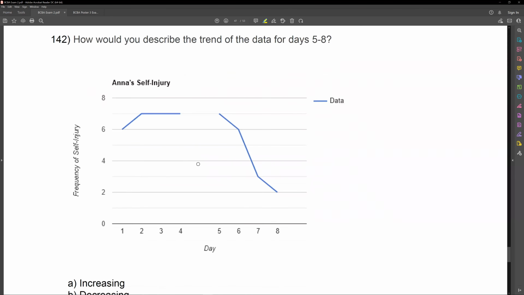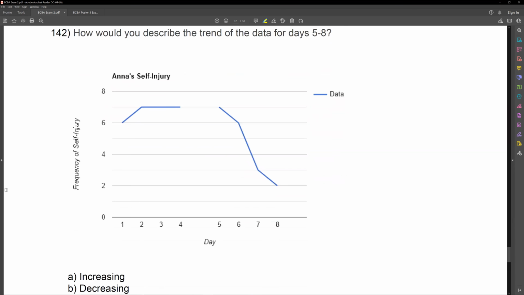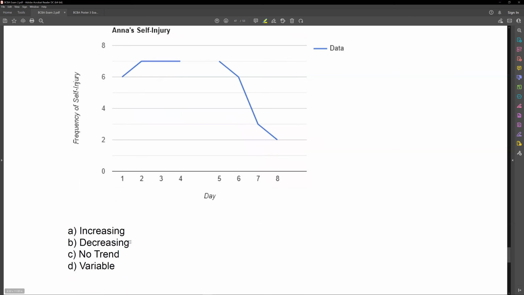142, how would you describe the trend of the data for days 5 through 8? This is a very simple question, okay? Easy graphing question, just a trend question. Trend can be accelerating or increasing, decelerating or decreasing, or it can be no trend or flat, right? Very clearly, days 5 to 8 are decreasing, okay? So how would you describe the trend of data for days 5 to 8?